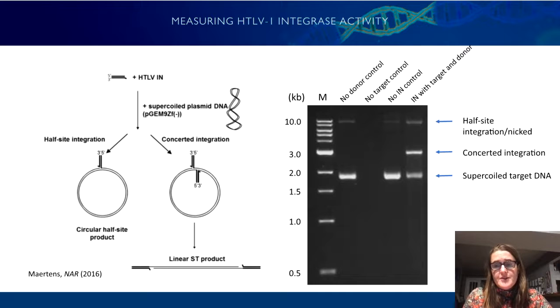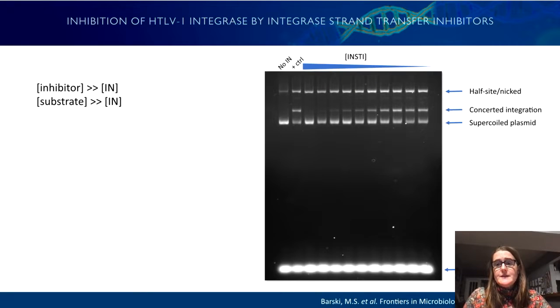Now we can do these reactions in the presence of inhibitor, and this is an example where we use increasing amounts of raltegravir added to our in vitro reactions. And then we can go and measure the density of each of these bands, the products of strand transfer, and quantify how well these drugs are able to block HTLV1 integration.